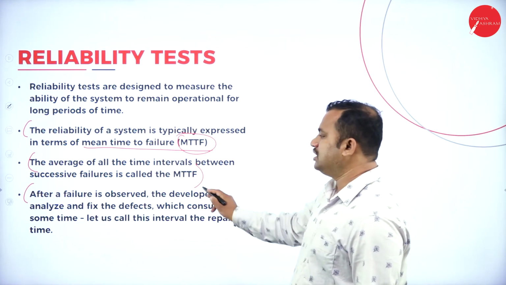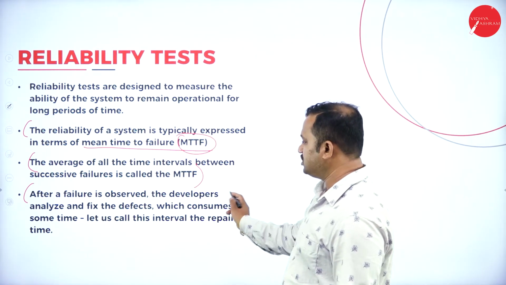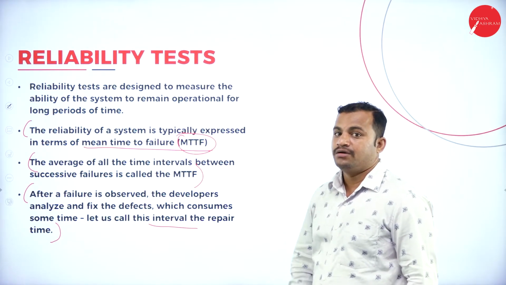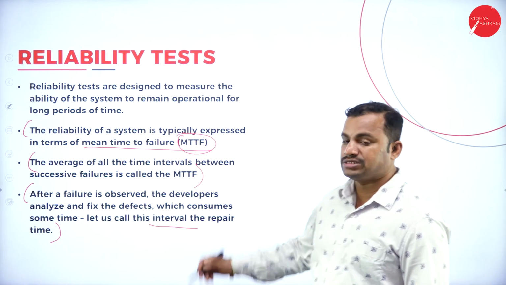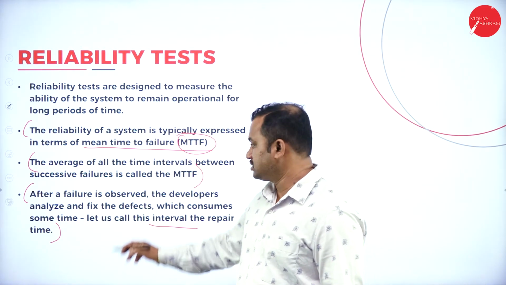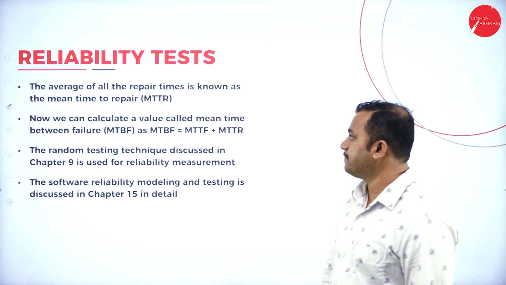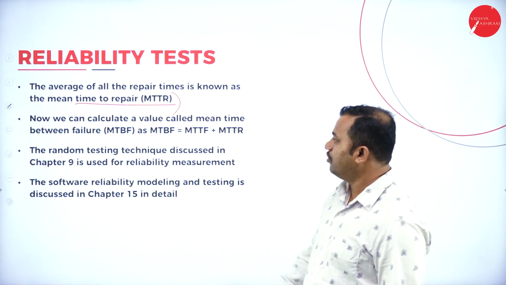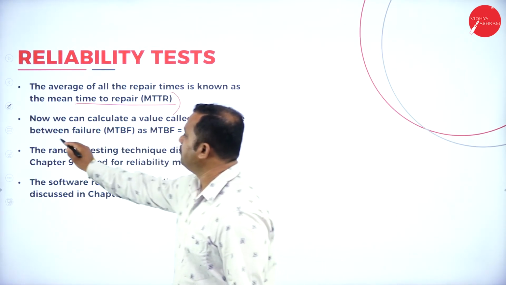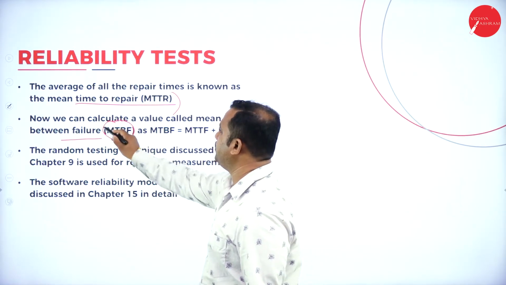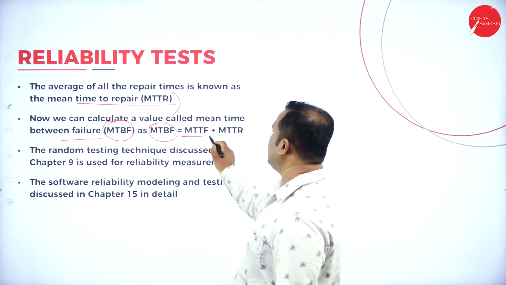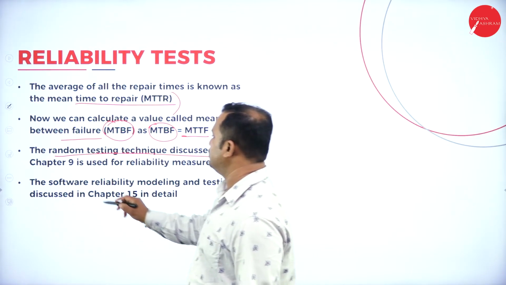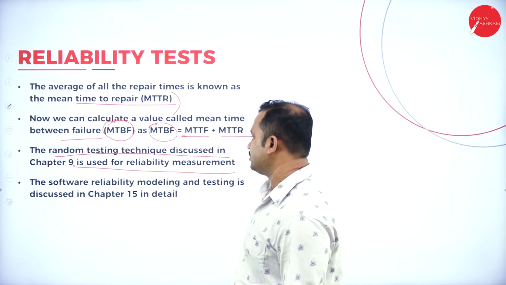After a failure is observed, the developers analyze and fix the defects, which consumes some time. Let us call this interval as repair time, recovery time. We have to bring the system to the normal state. That is called as the repair time. The average of all the repair times is called as mean time to repair. Now we calculate the mean time between failure. That means MTBF is equal to MTTF plus MTTR. So, the random testing techniques discussed here is used for reliability measurement.